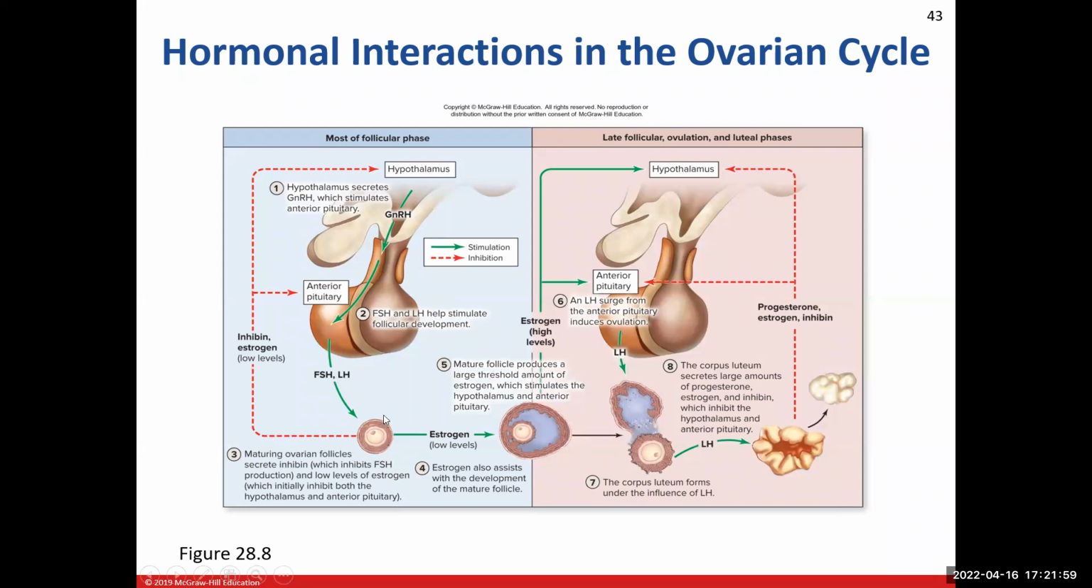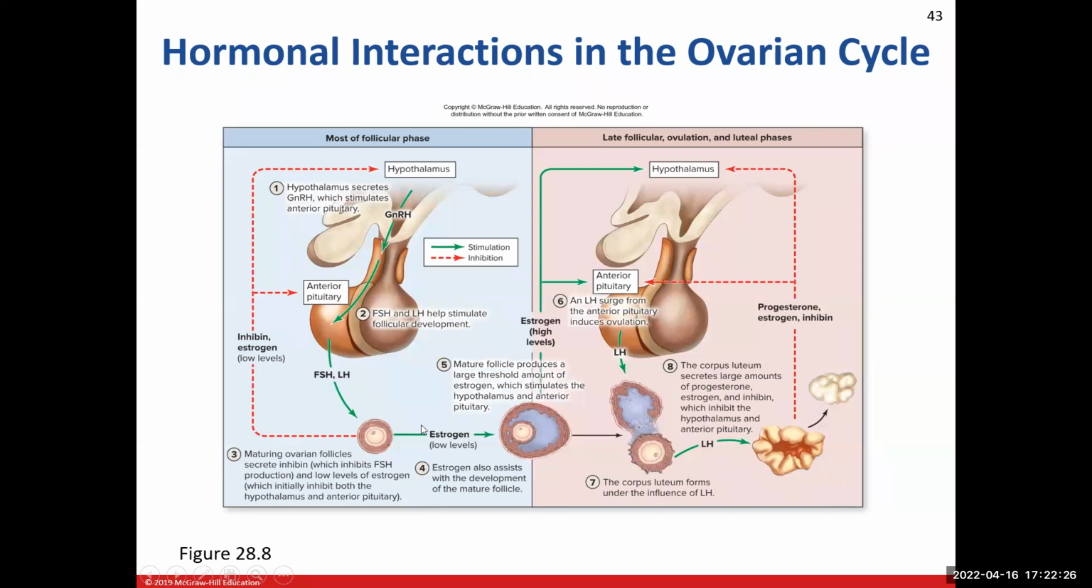As a part of that, we're going to result in the production of estrogen from this maturing follicle, and also the production of inhibin. Now, inhibin is going to travel up. It's going to negatively affect the anterior pituitary and our hypothalamus, and cause a decrease in the release of our FSH and LH, and even low levels of estrogen.